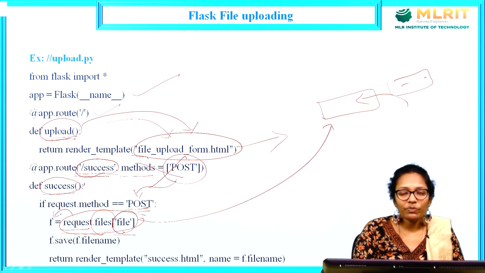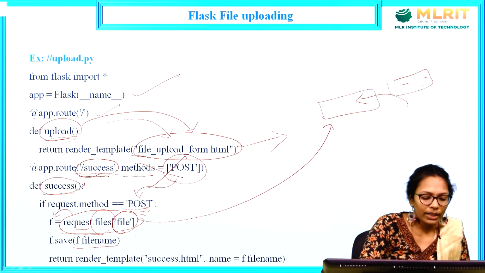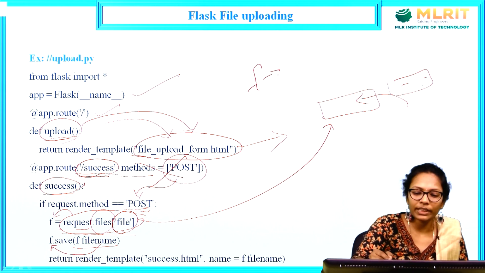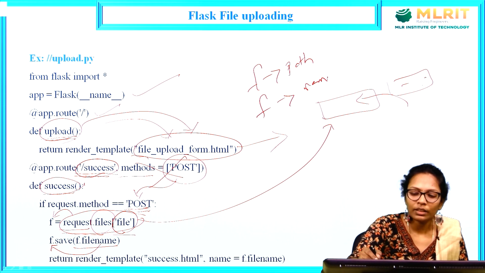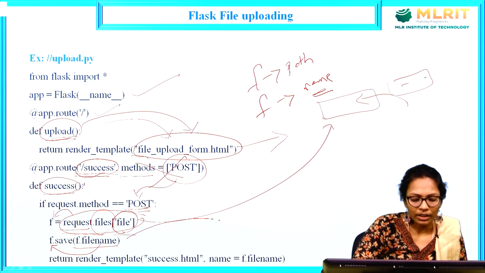But out of this f, I want only the file name. How to get that file name? f.filename. And this f.filename again I am saving into f only. So initially f contains the complete path, but after that f is containing only the name of the file.